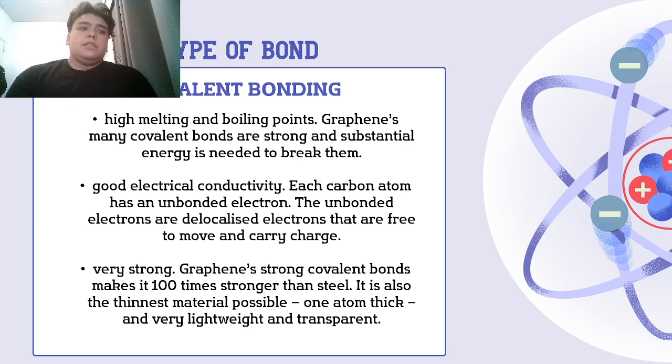Next, it is a very strong material because graphene's strong covalent bonds make it 100 times stronger than steel, or some say it's 200 times stronger than steel. And it is also the thinnest material possible, which is one atom thick, and very lightweight and transparent. And that's what makes graphene a very good futuristic material for engineering, or not even limited to engineering, maybe medical or other fields.